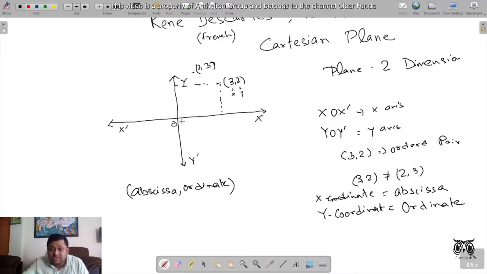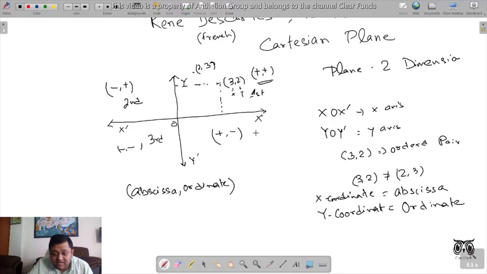Now let us understand the quadrants. So this first one where x and y both are positive is called the first quadrant. What will this be, you tell me: x is negative, y is positive, this is called the second quadrant. There both are negative, they are called the third quadrant, and here x is positive but y is negative, this is called the fourth quadrant.